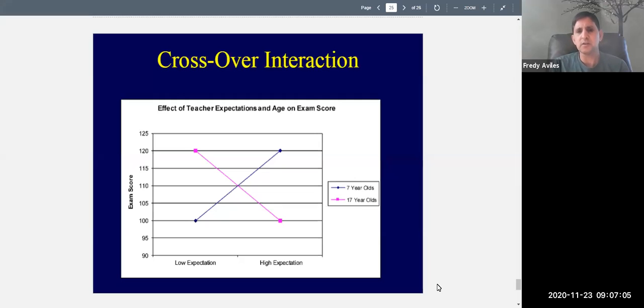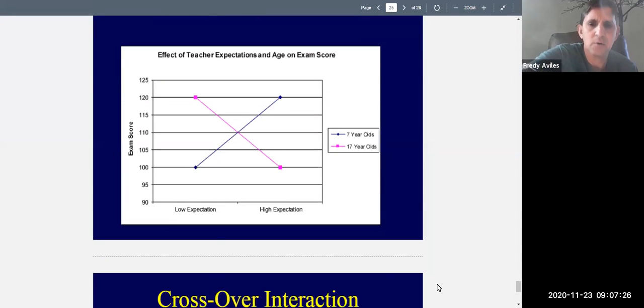That might be a bit confusing, right? But when you have a crossover interaction like this, what that means is there's no main effects, but there is an interaction. You can clearly see the interaction, right? When you compare the slope of the different lines, they're not parallel. They have different slopes. There's an interaction there.